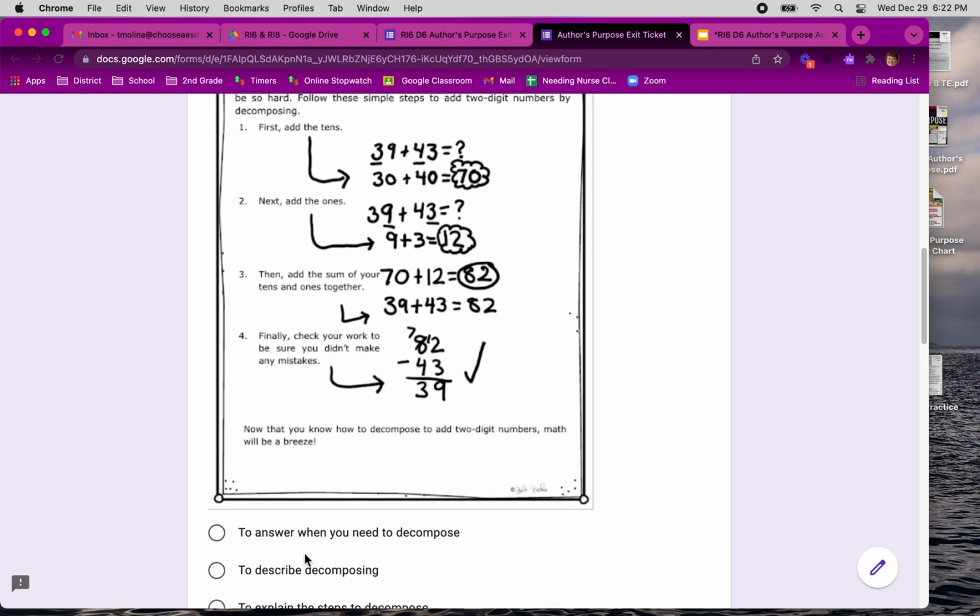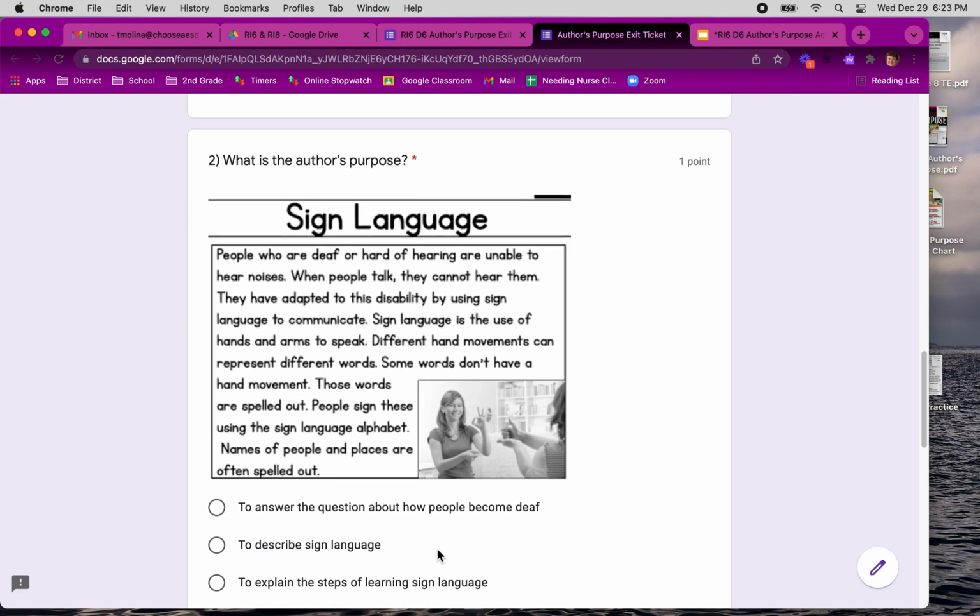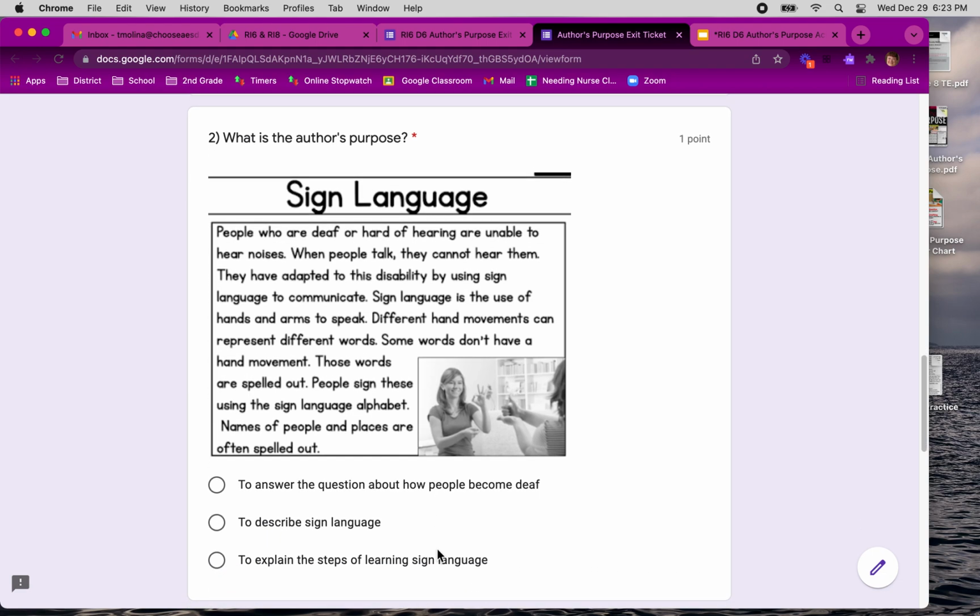So what is the author's purpose? To answer when you need to decompose, to describe decomposing, to explain the steps to decompose. Number 2, what is the author's purpose?